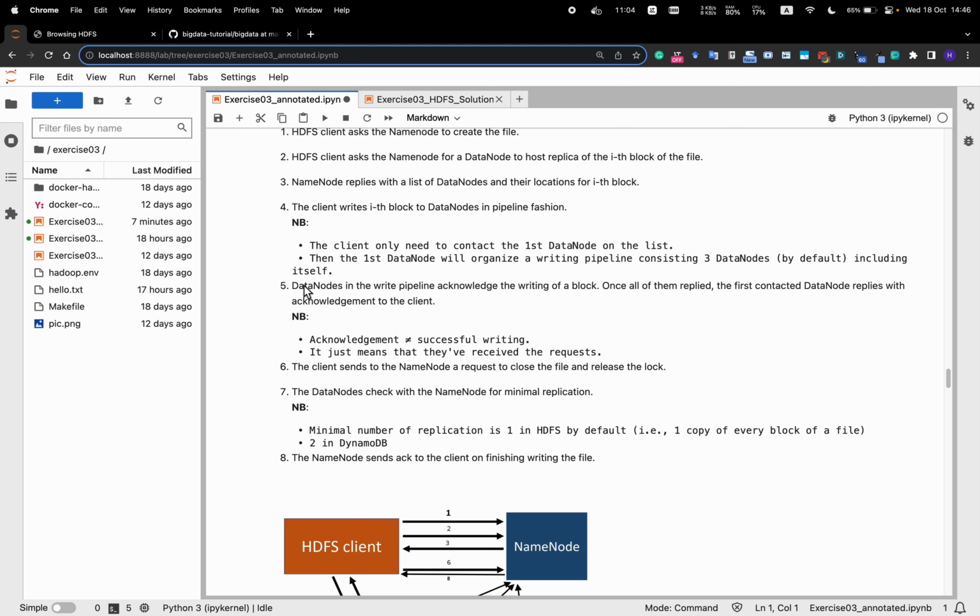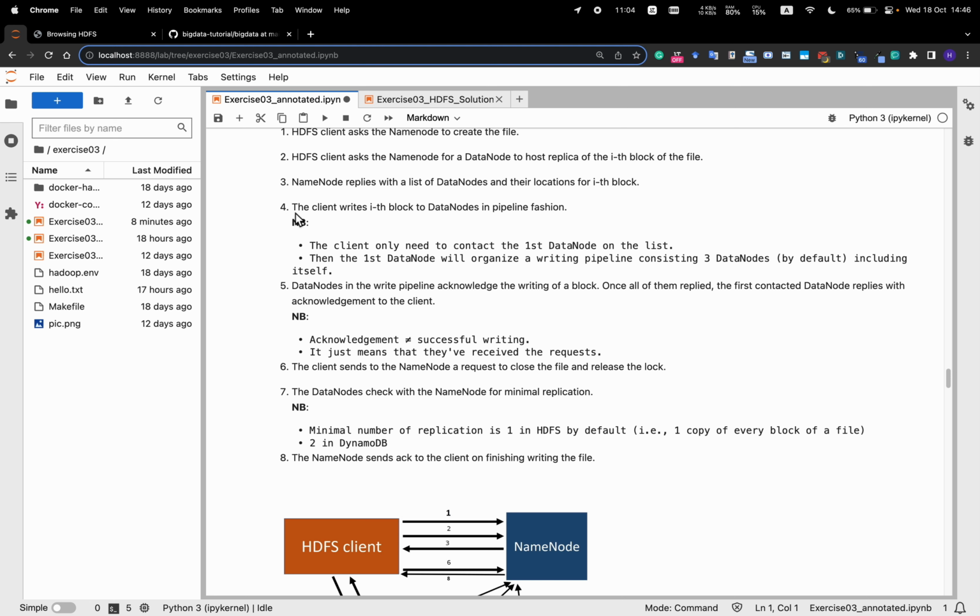The client, I think the fourth step is not very clear, so that's why I added some comments. The client writes the ith block to data nodes in a pipeline fashion. So basically, the client connects to the first data node on the list. If it's available, the client's job is done. The data node will orchestrate the writing pipeline for writing the files.